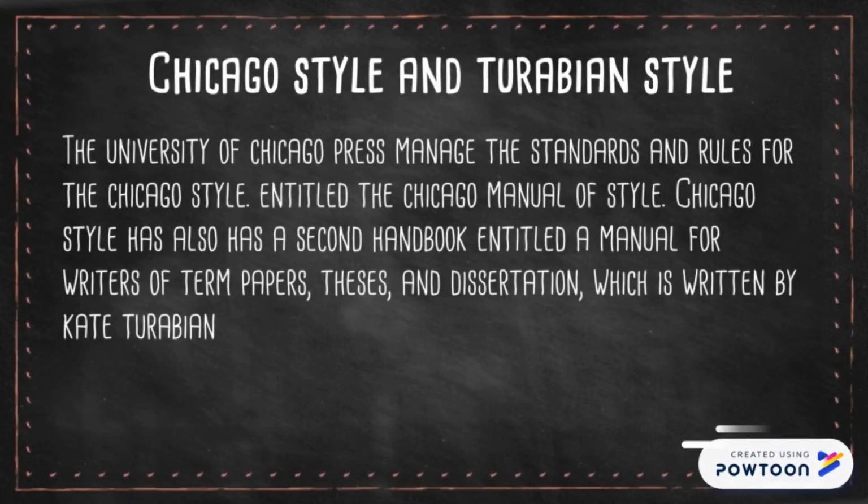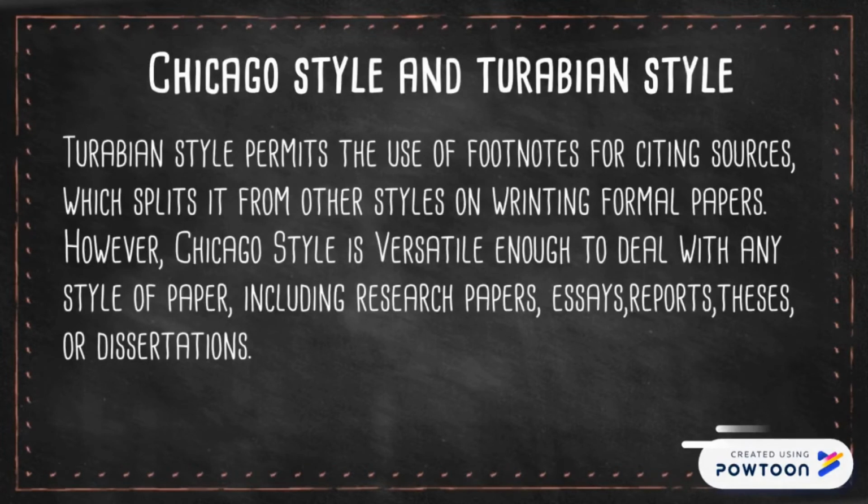The University of Chicago Press manages the standards and rules for the Chicago Style, entitled The Chicago Manual of Style. Chicago Style also has a second book entitled A Manual for Writers of Term Papers, Theses, and Dissertations, which is written by Kate Turabian. Turabian Style permits the use of footnotes for citing sources, which splits it from other styles on writing formal papers. However, Chicago Style is versatile enough to deal with any type of paper, including research papers, essays, reports, theses, or dissertations.